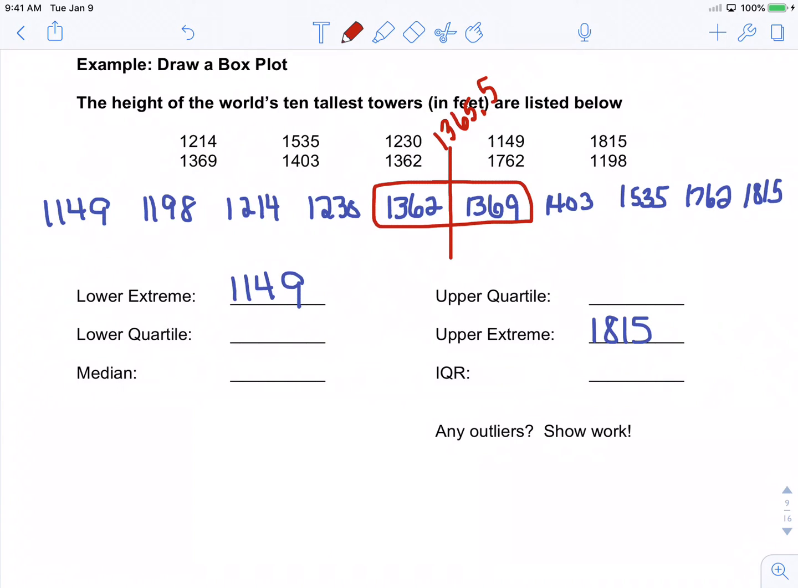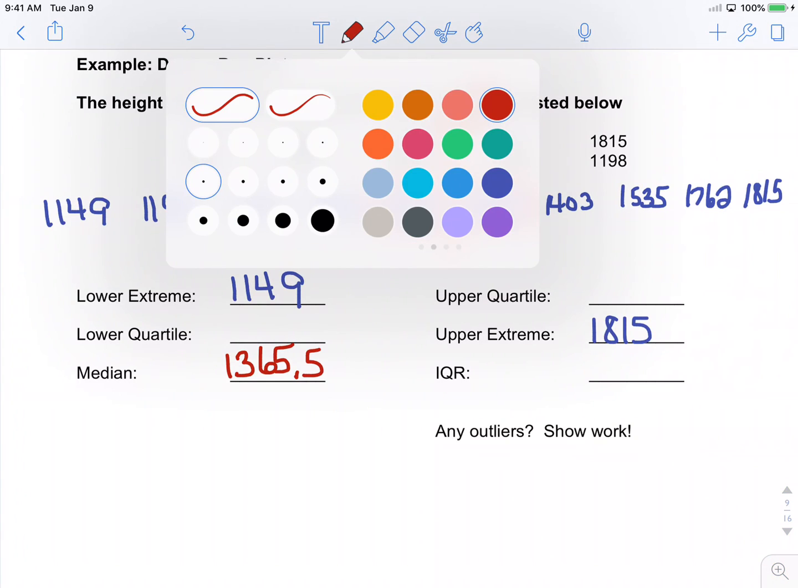So I gave you a minute or two. I wanted to see if you could fill out the information. So right now down here we have the median, 1365.5. So that's the middle number. Remember, when you have two numbers, to get the median, we take those two numbers and cut them in half. So I placed a line down the middle of my graph.